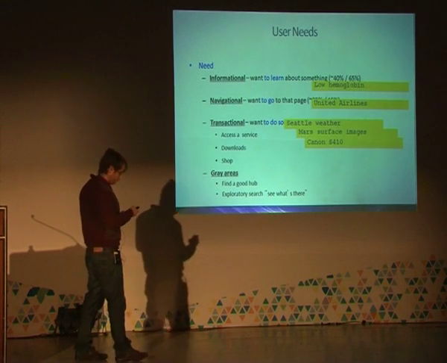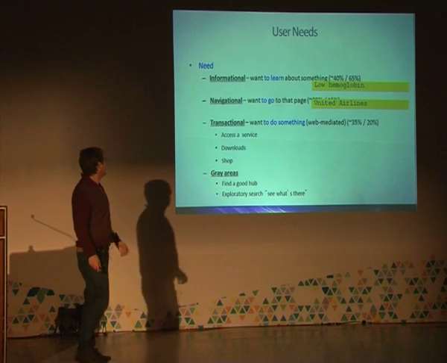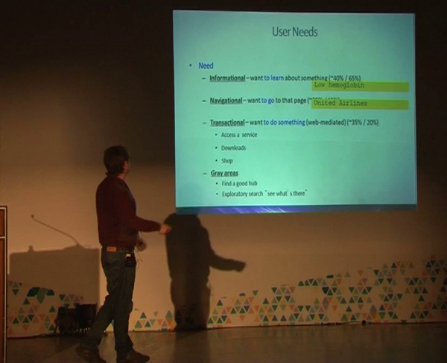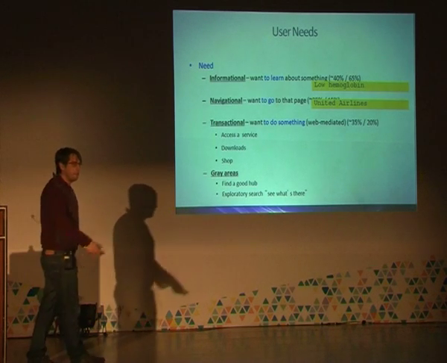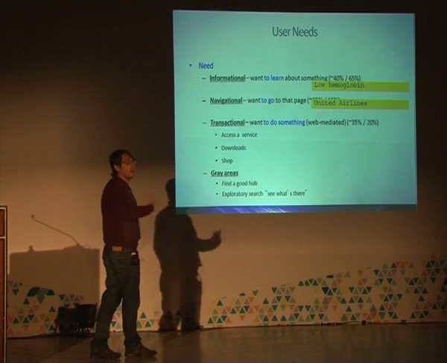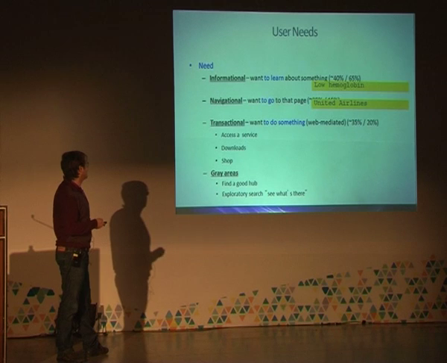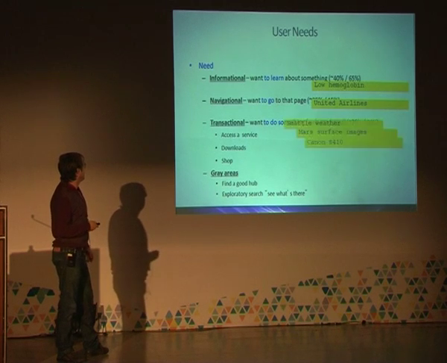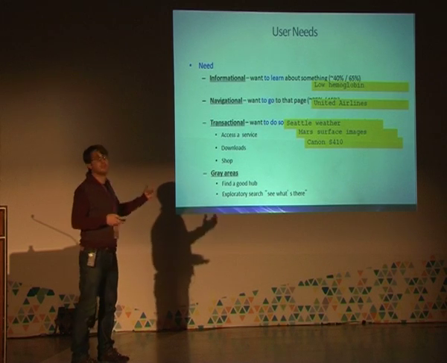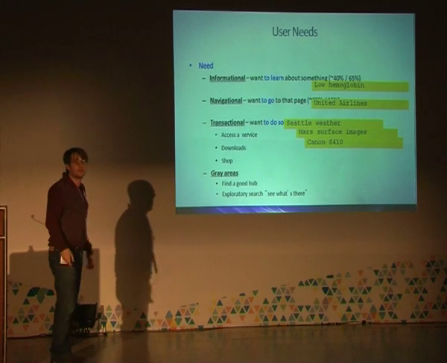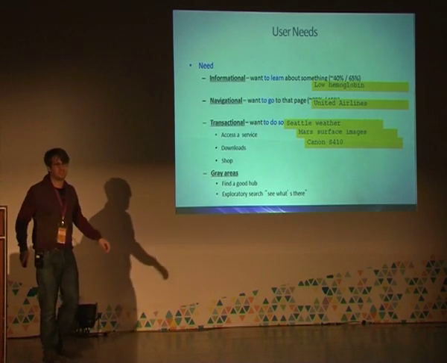Third big type, transactional. So you want to do something online, right? You want to access a service, like book a flight. Or you want to download something like a song or a picture. Or you want to buy something. So these are transactional queries. Like Seattle weather, Mars surface images, or Canon 6410. But there's much more to this.